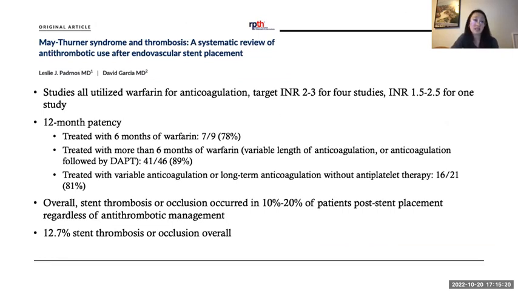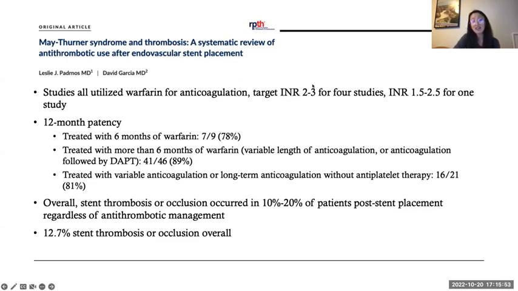Of those, they showed that those treated with 6 months of warfarin had 78% patency. Those treated with more than 6 months of warfarin had 89% patency. And those who were not well specified, with variable anticoagulation or long-term anticoagulation without antiplatelet therapy, had 81% patency. So they said you can expect about 10% to 28% of patients to have occlusion post-stent placement regardless of antithrombotic management. So it is really unclear if there is a true impact, but there are not adequate studies looking at this.